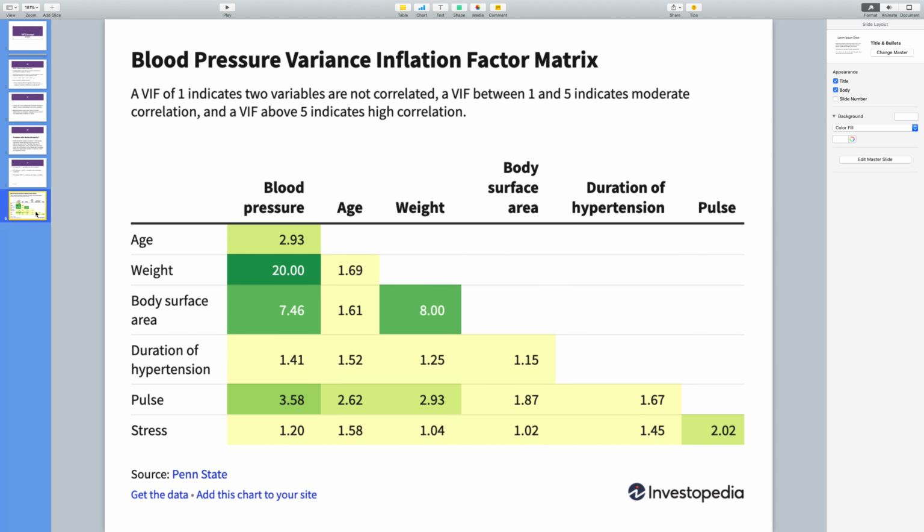So let's take another example. This I'm taking from Investopedia. So we see different variables: age, weight, body surface, duration of hypertension, pulse, stress. We see there is a correlation with blood pressure. There's a correlation of weight with respect to age. The body surface area has a relation again with the weight. So what we can derive over here is, rather than taking body surface area in my data set, I can just carry on with the weight and age. It makes sense rather than carrying dependent variables, weight and body surface, because there is a high multicollinearity of 8, which is about 5. So that's the sense we are making out of this slide.